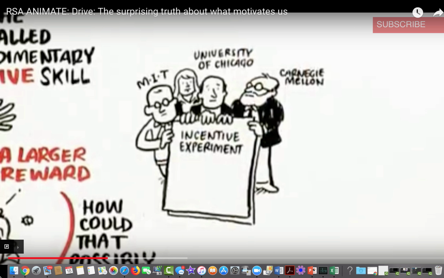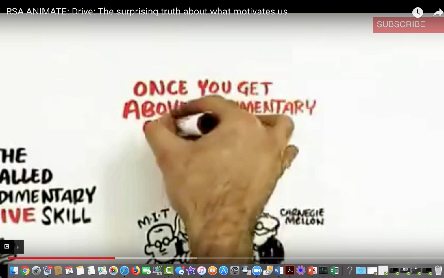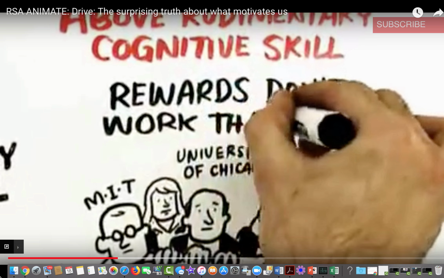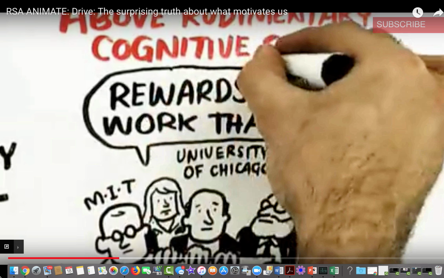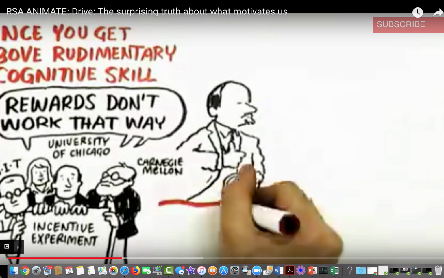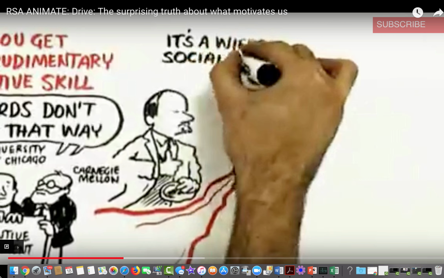And they're reaching this conclusion that seems contrary to what a lot of us learned in economics, which is that the higher the reward, the better their performance. And they're saying that once you get above rudimentary cognitive skill, it's the other way around. Which seems like the idea that these rewards don't work that way seems vaguely left-wing and socialist, doesn't it? It's kind of this weird socialist conspiracy.